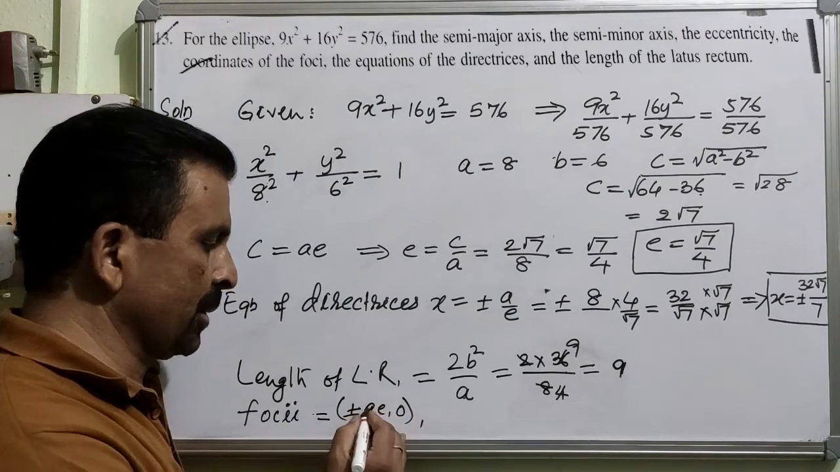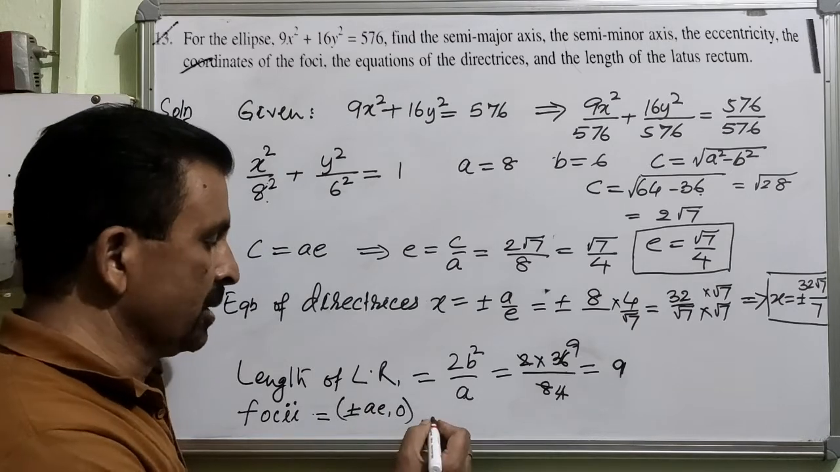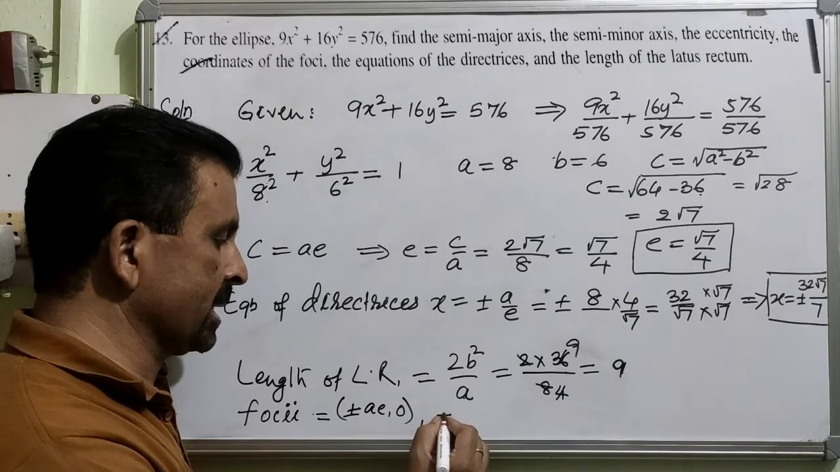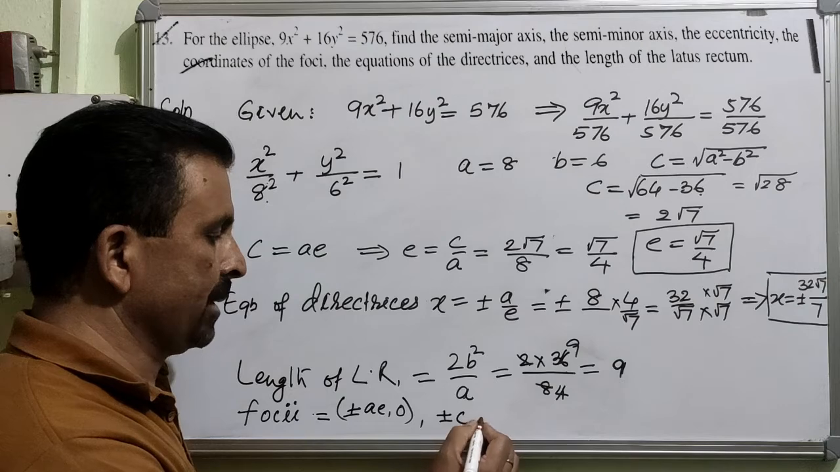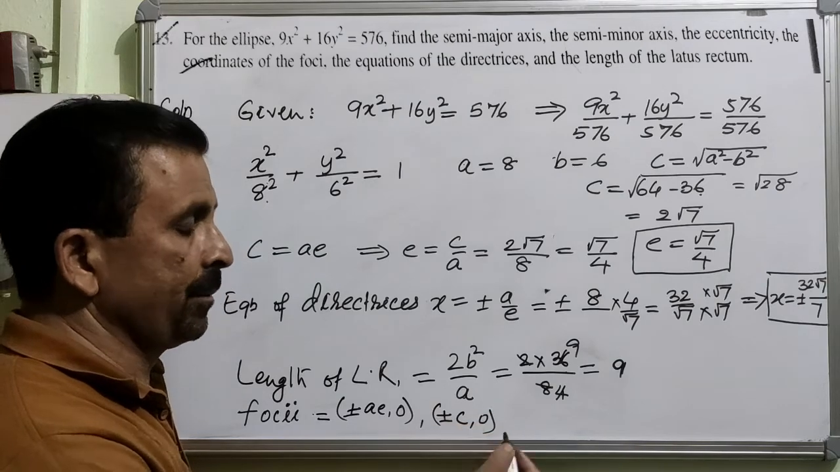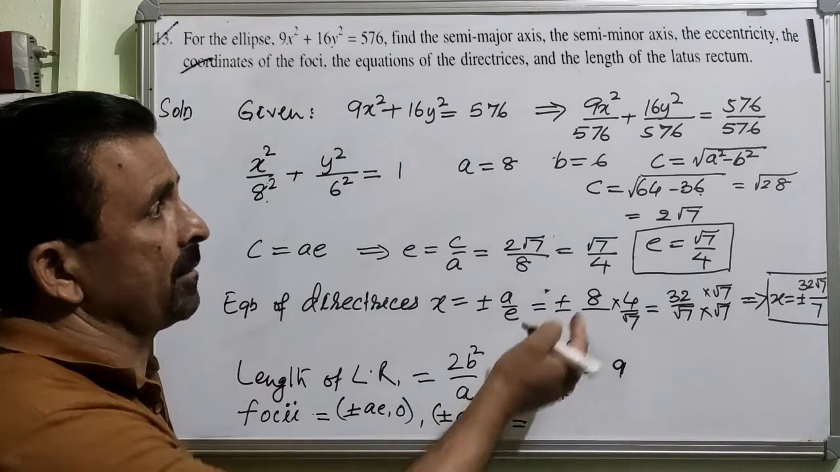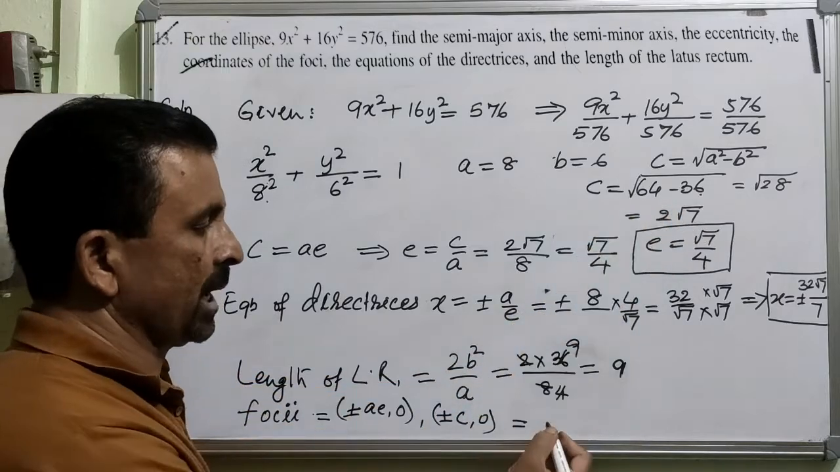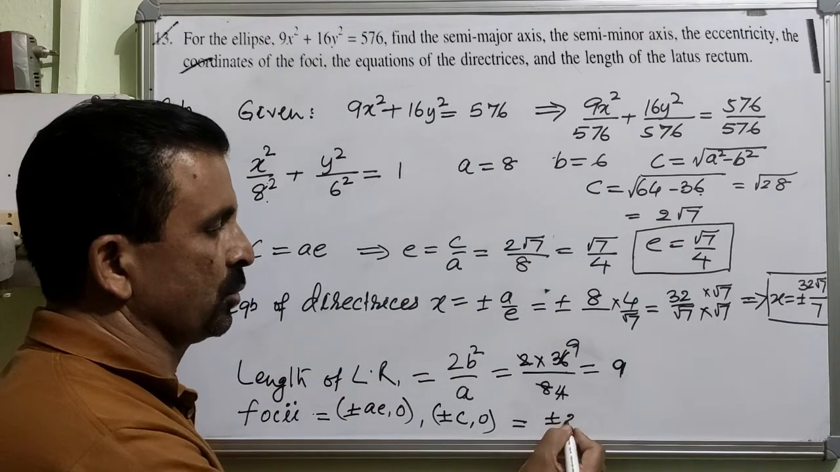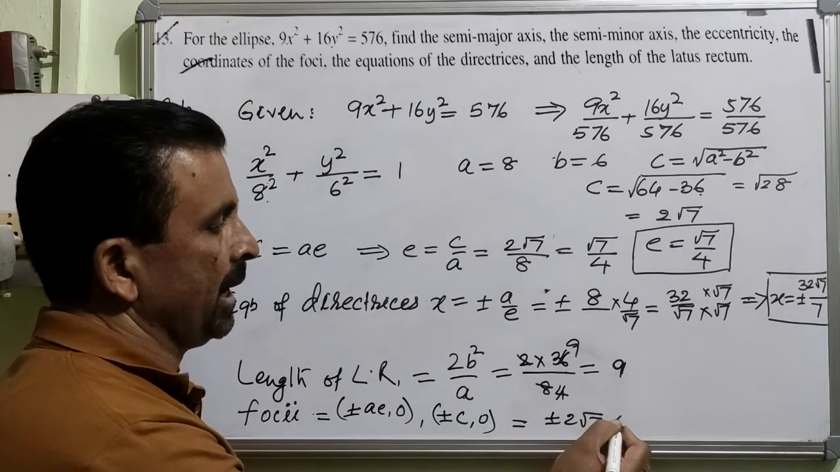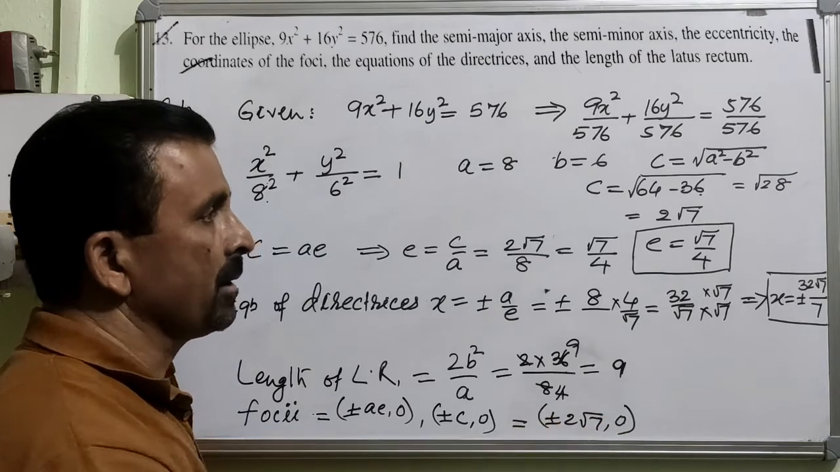We can also write this, because we know that AE is equal to C, no? So in place of this AE, we can replace it by C, and 0, right? It will be easier for you because we have already calculated the value of C as 2 root 7. So the answer of this part will be plus minus 2 root 7 and then 0. This is the coordinate of your foci.